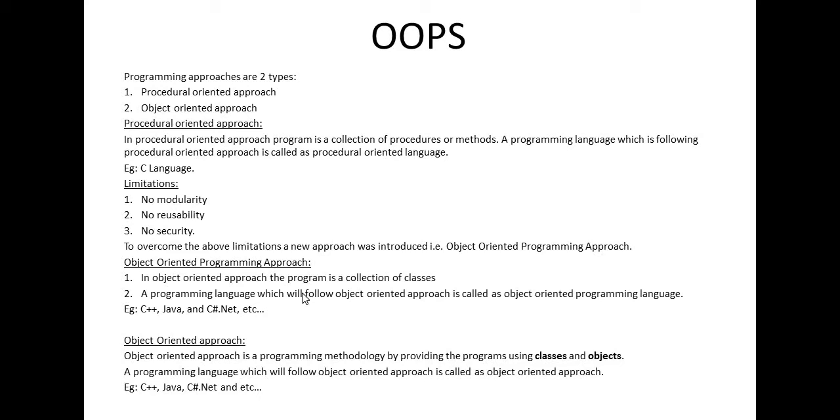How will we declare whether it is an object oriented programming approach or a procedural oriented approach? What are examples of object oriented programming languages? These basic details, the basic understanding of programming approaches, we have learned in this slide. So we will go to the next slide.